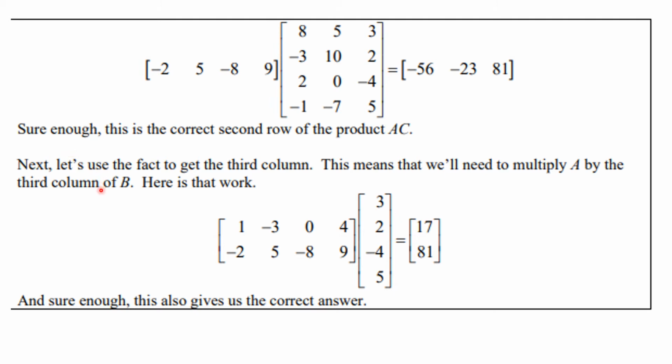Now let's use the fact to get the third column. That means we need to multiply A, here you see A, by the third column of C. And we get that this is going to be 1781, and again, this gives us the correct answer. These are nice little quiz or exam problems because you do not have to do the whole matrix in order to answer such a question.